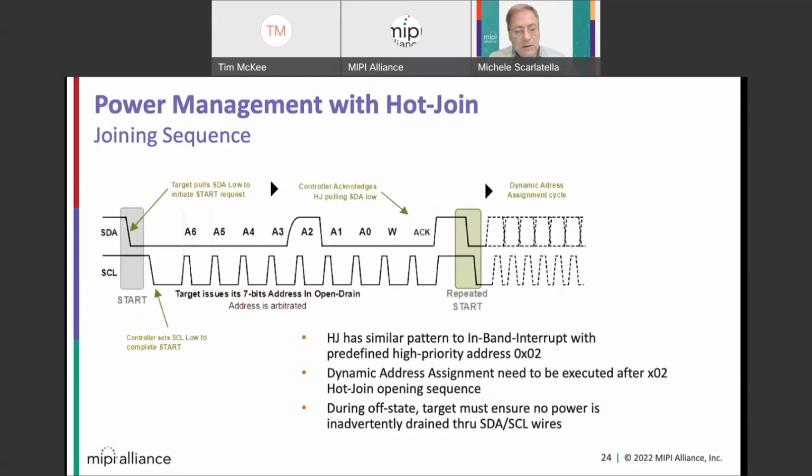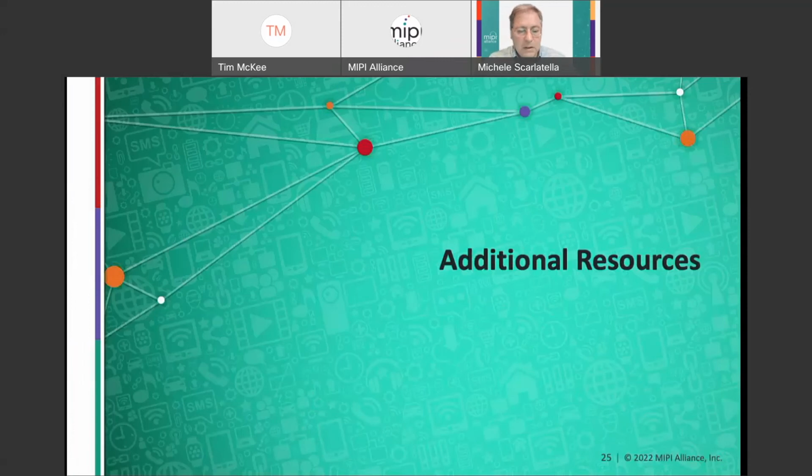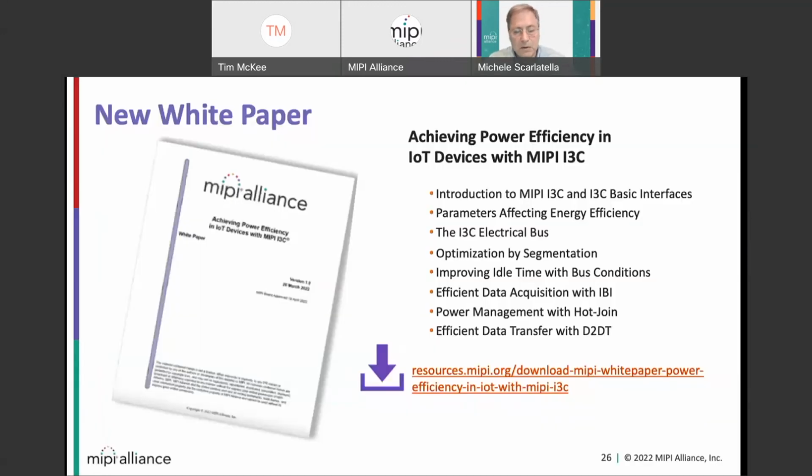As we said, there is more than that. MIPI just published a white paper related to the topic of power efficiency, where not only the examples that were explained here today are there, but there are also other examples. There is the download link. You are welcome to go to the MIPI website and have a look, where you will also find tons of other material related to I3C.